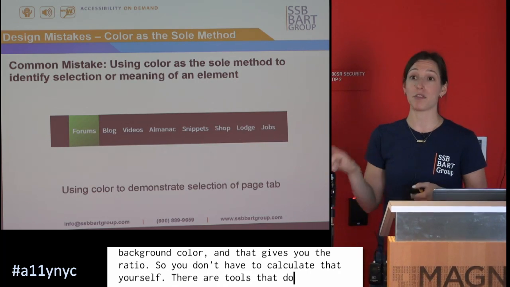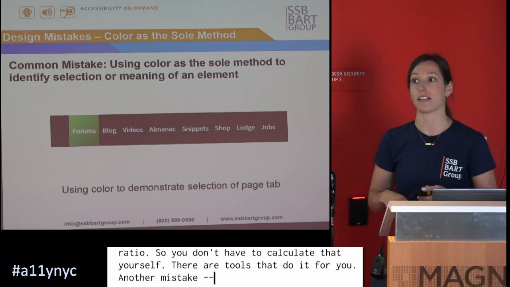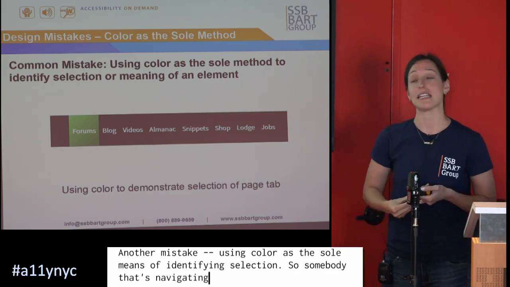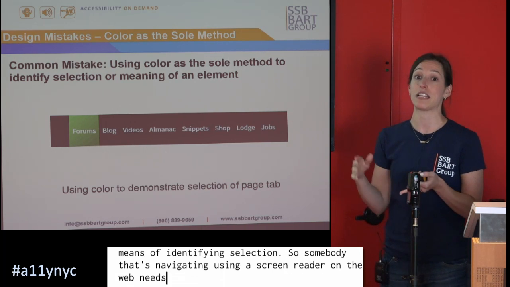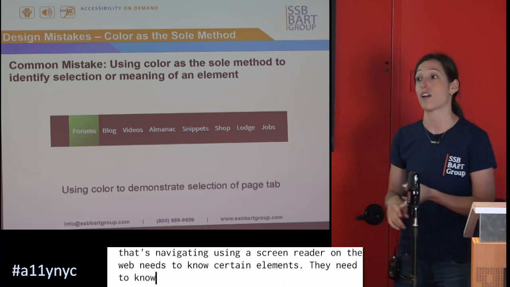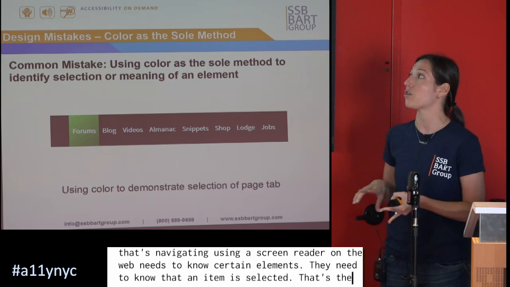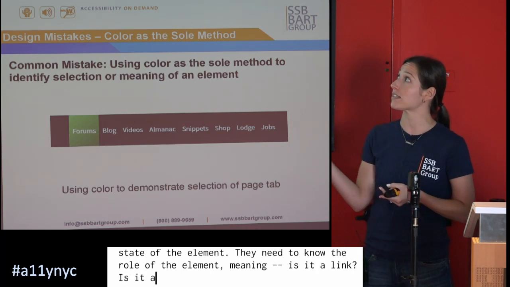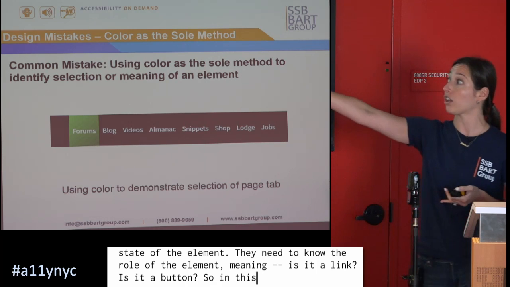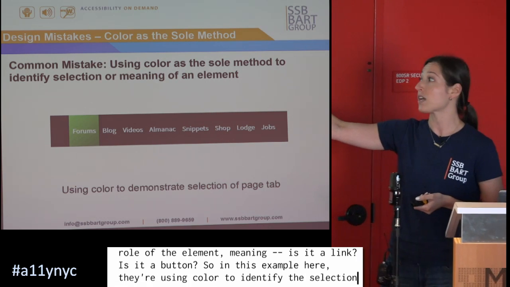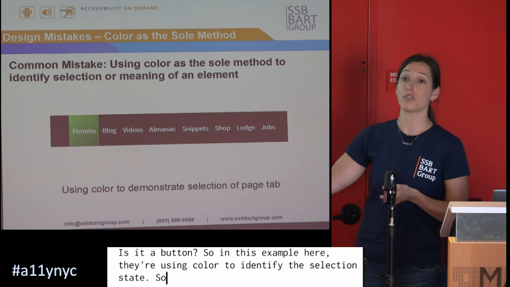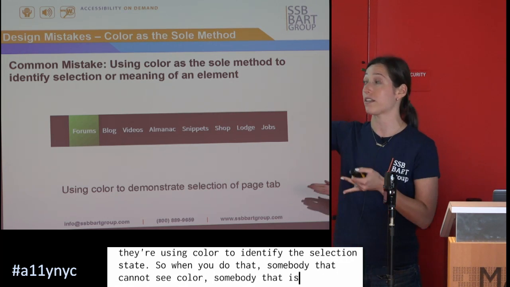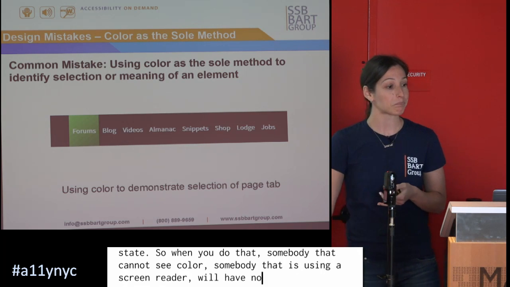Another mistake, using color as the sole means of identifying selection. Somebody that's navigating using a screen reader on the web needs to know certain elements. They need to know that an item is selected. They need to know that's the state of the element. They need to know the role of the element, meaning is it a link, is it a button? So in this example here, they're using color to identify the selection state. When you do that, somebody that can't see color, somebody that is using a screen reader will have no idea that this item is actually selected.